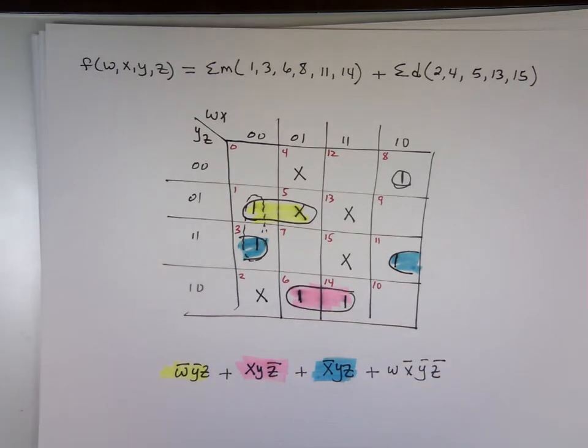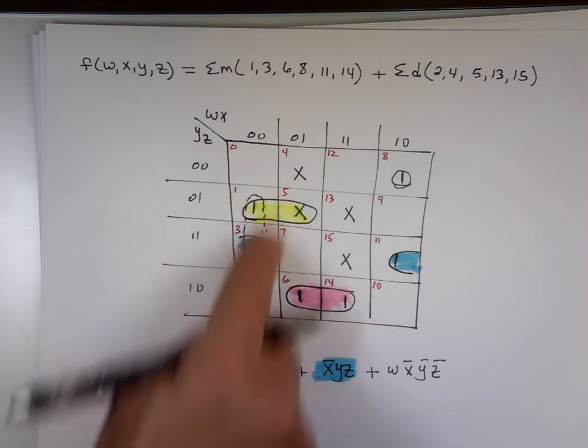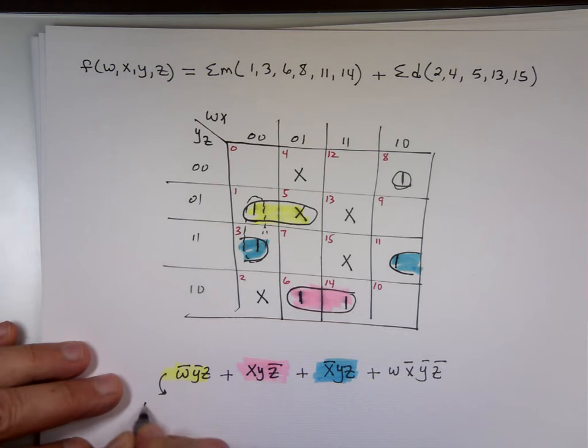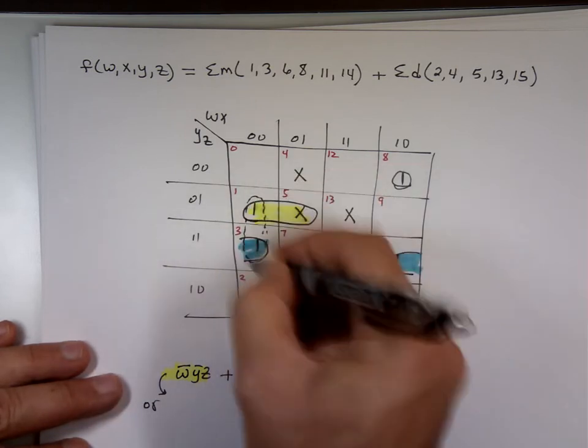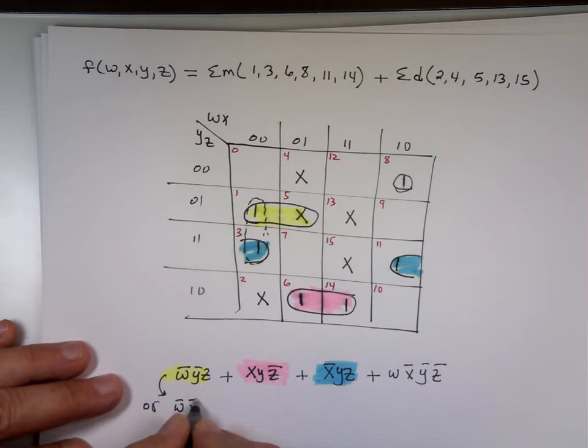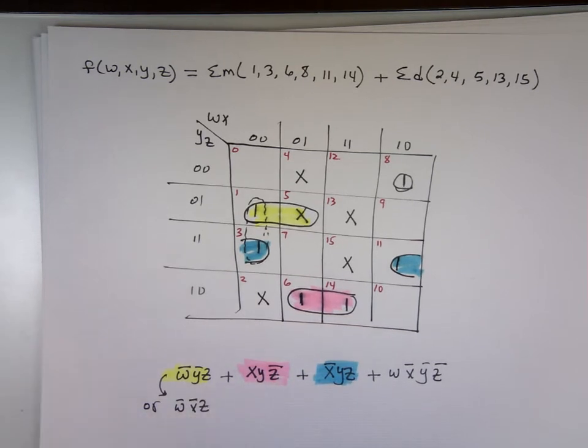So far the don't care really not much help. I used it here. I didn't need to use it. I could have taken this one, so I could have said or, I could have gone up and down. And if I went up and down, that would be what? W bar, X bar, and Z, without using the don't care.